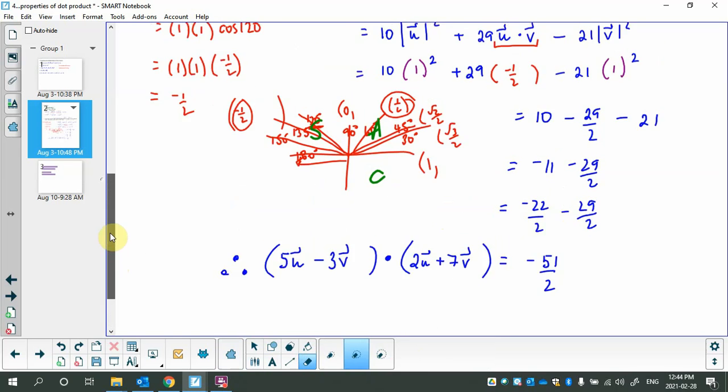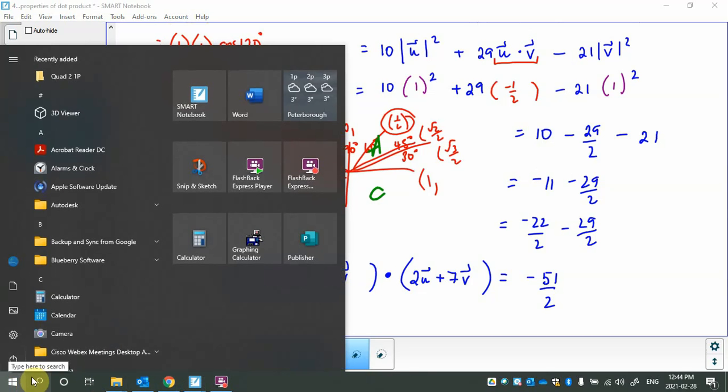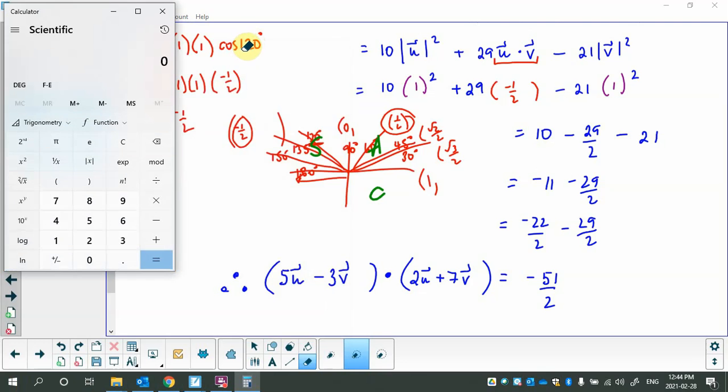I do want to say that if you are going to a school that lets you use a calculator, at this point right here, cos of 120, you could have very easily done 120 cos and got the negative 0.5, and you could have used your ABC button all down here. So it's not a big deal.